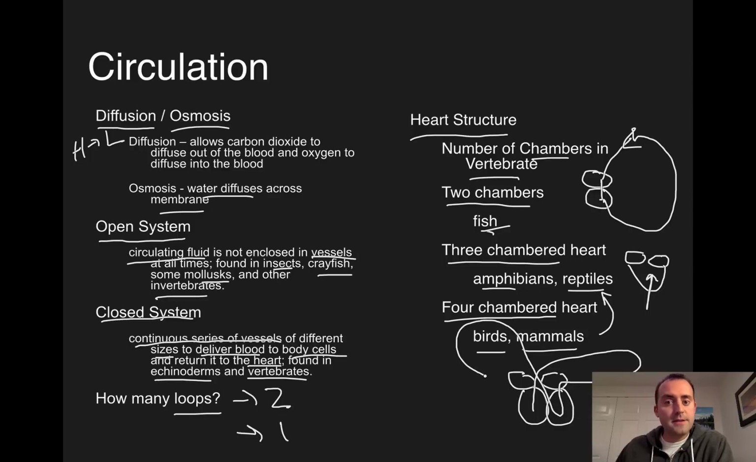Then the blood comes back to the atria, goes down in the ventricle, and makes its second trip. So you can definitely see there is 1 loop here and 1 loop here. This is why we are a 2-looped system for circulating fluids and nutrients around our bodies.